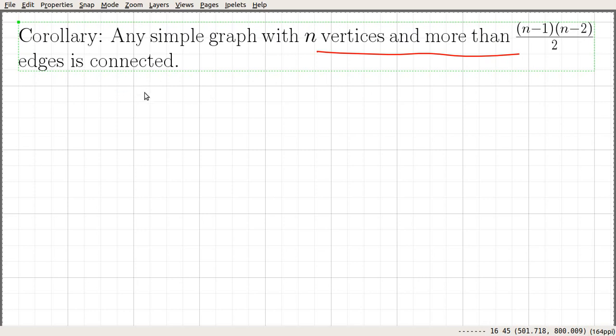So let's consider a simple graph with, say, 4 vertices. Here again we are asking about the maximal kind of thing, the maximum edges that we can have. If n equals 4, then the maximum number of edges corresponds to this K4. So any simple graph with n vertices and more than (n minus 1)(n minus 2)/2 edges is connected. You can see that this graph is connected.